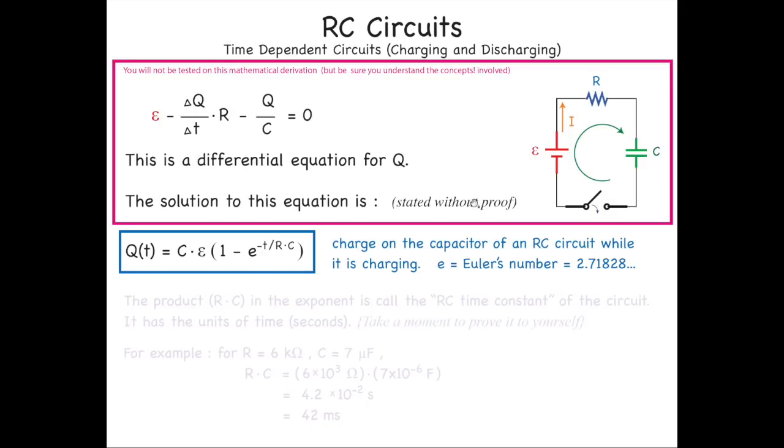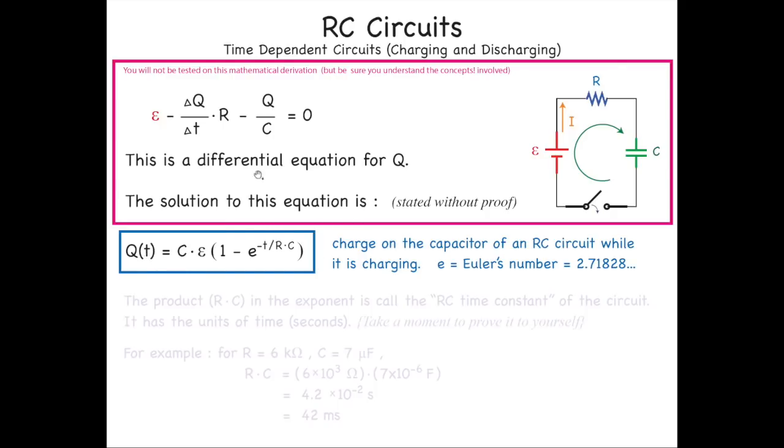The solution to this, again, goes beyond the math that we were required to have in this course, so we'll just state without proof that the solution to this differential equation is q of t equals C times EMF times 1 minus e to the power of minus t over RC. Now, whereas we won't go to proving that this comes out of this, we can actually show that this is definitely a solution to this.